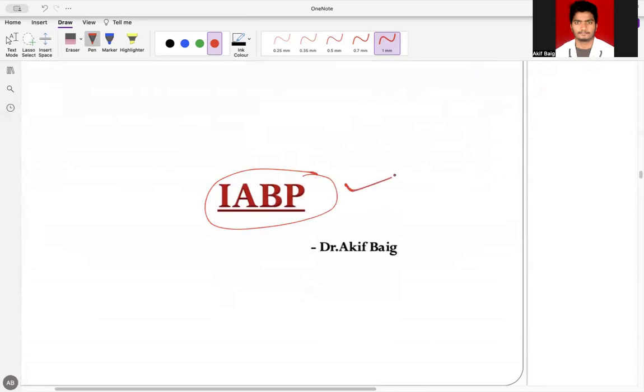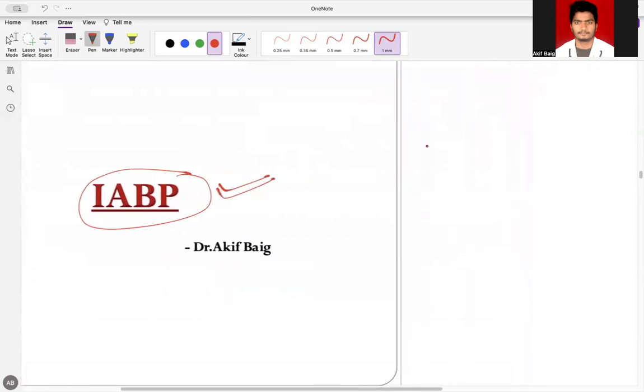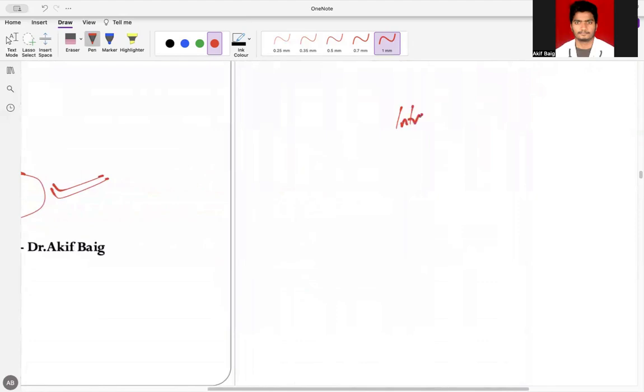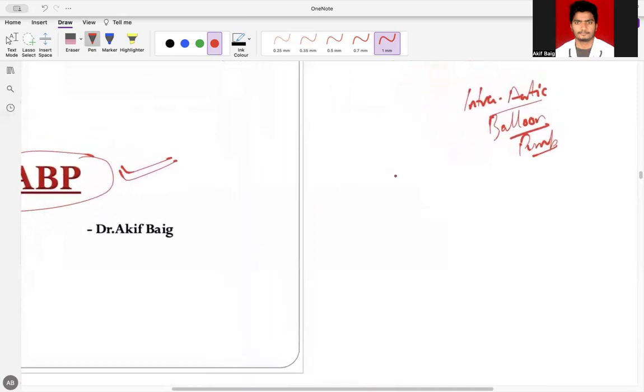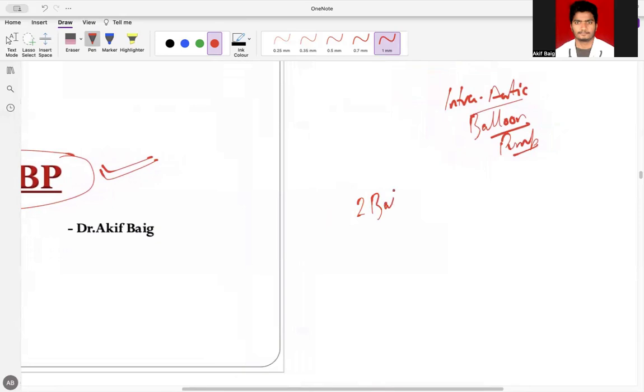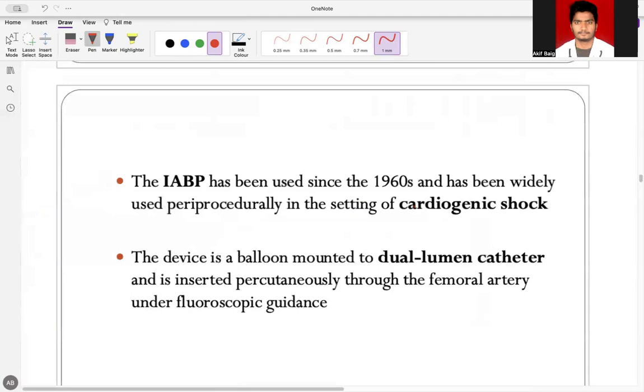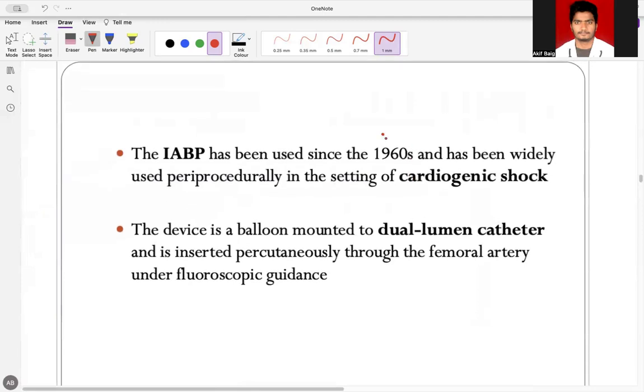The first mechanical circulatory device is the IABP. IABP stands for intra-aortic balloon pump. It usually has two balloons, or two tubes, to be defined properly. It was introduced in the 1960s.